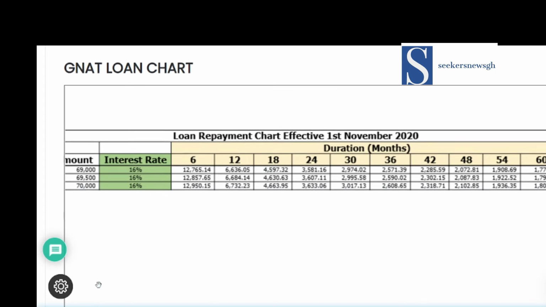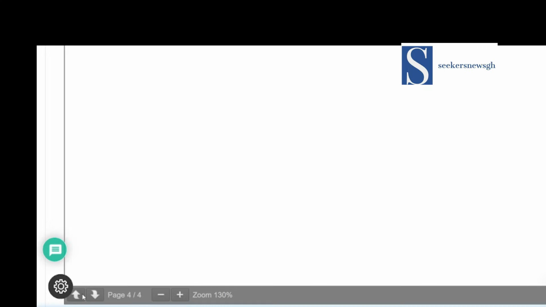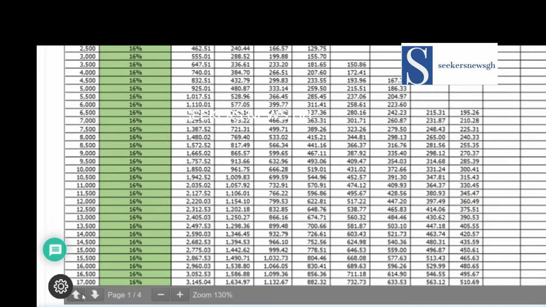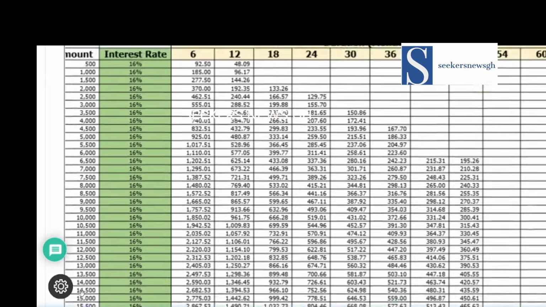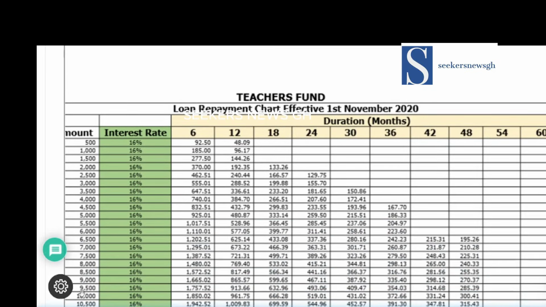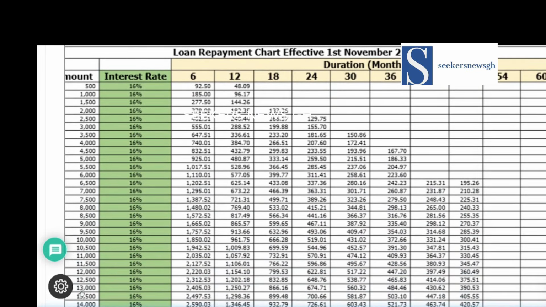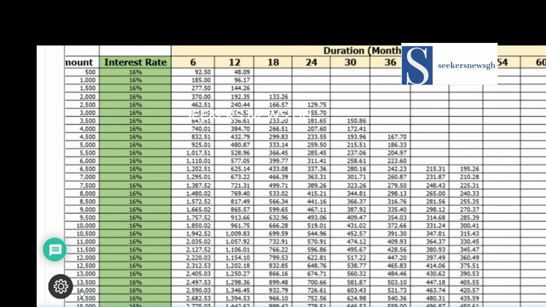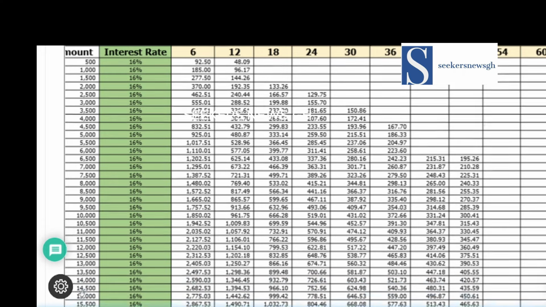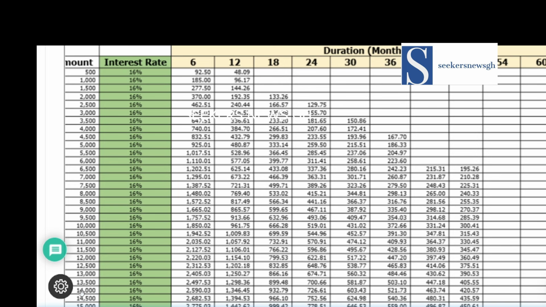So this is one of them, as we have already established. Alright, so that is it. So we have the loan amount, interest rates, 6 months to 60 months. This is the loan amount. So 500 cedis is only for 12 months, 48 cedis a month. If you are doing 10,000, you pay 300 cedis for 48 months.